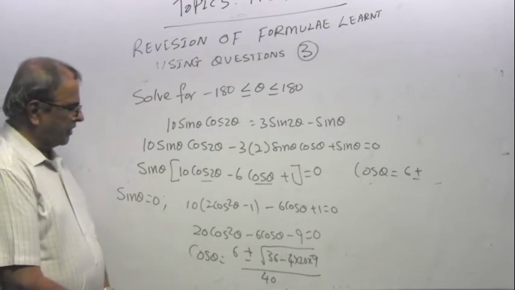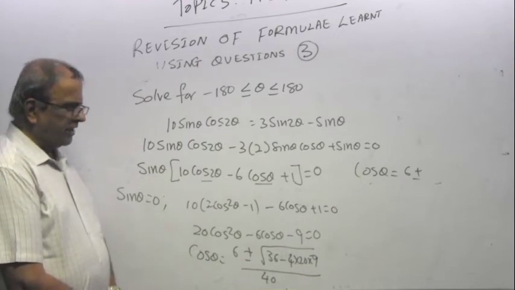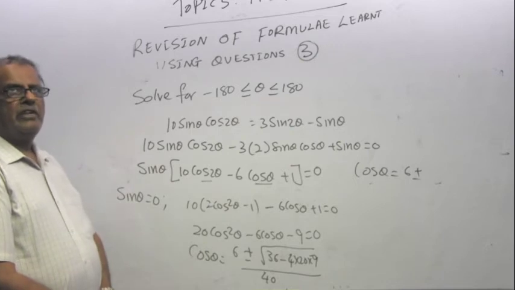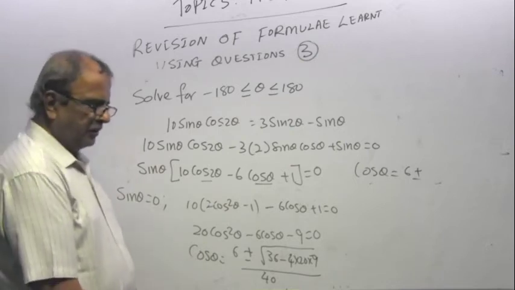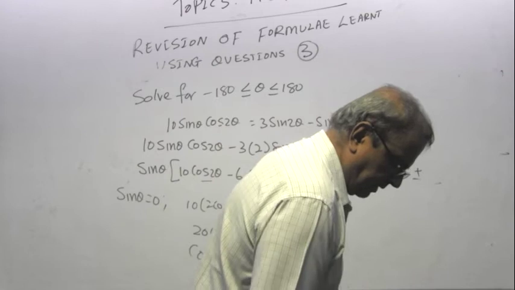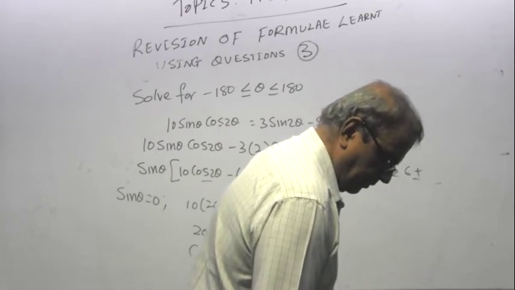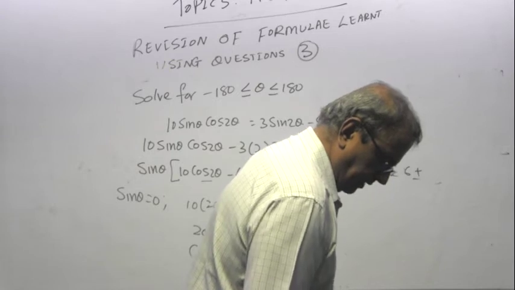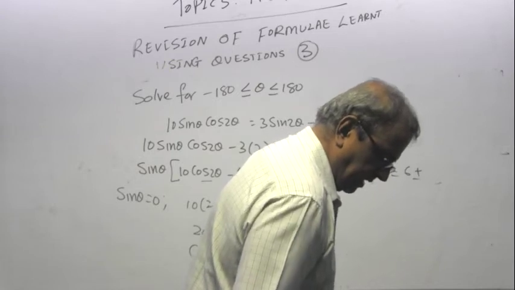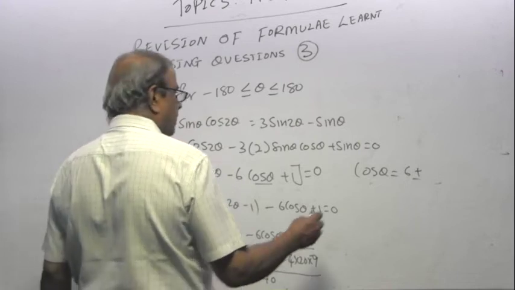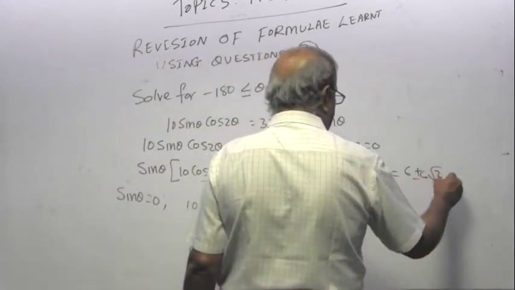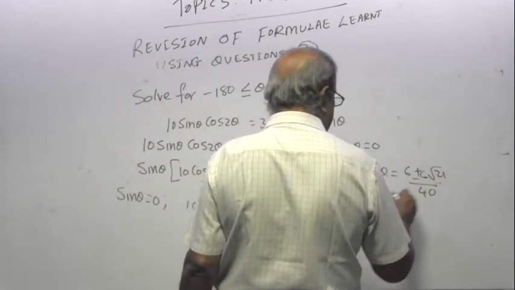720, 756, isn't it? 9 4s are 36. 36 and 20 is 720. 720 is 756. Is 756 a perfect square? I don't think so. I don't think it's a perfect square. 756 is 6 root 21. Okay. So 6 plus or minus 6 root 21 over 40.